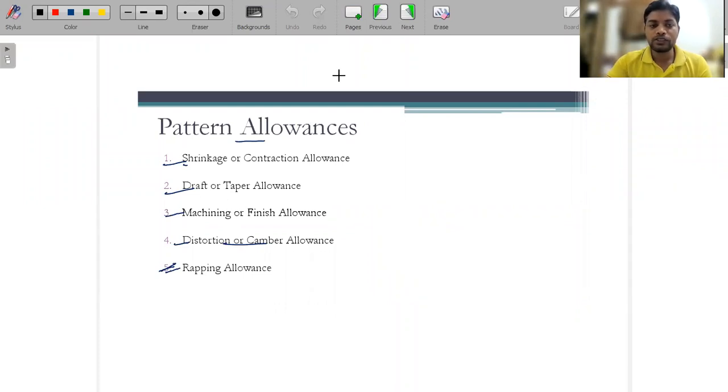These are the five allowances: shrinkage or contraction allowance, draft or taper allowance, machining or finish allowance, distortion or camber, and the warping allowance. In the second lecture we discussed and completed the shrinkage or contraction allowance. In the last lecture we discussed the remaining four: draft or taper, machining, distortion, and the warping allowance.